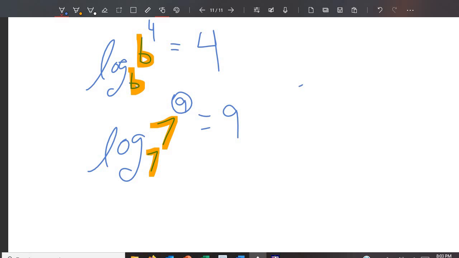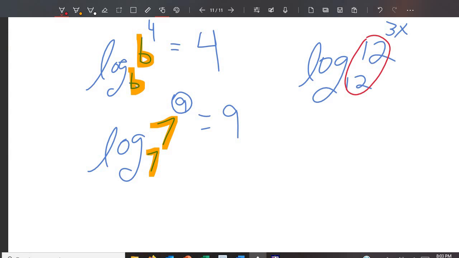Say I had log base 12 of 12 to the 3x power. Well, since these numbers match, the answer is just the 3x. So that's a couple of special properties that we need to know.